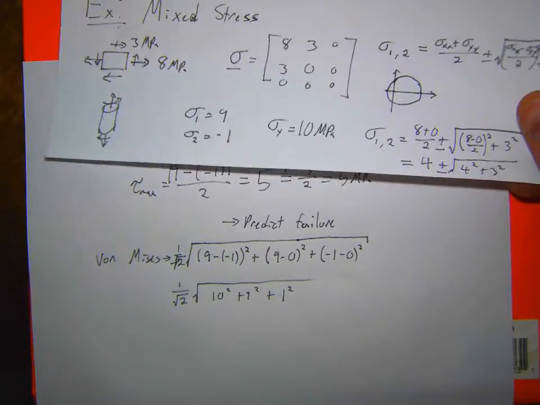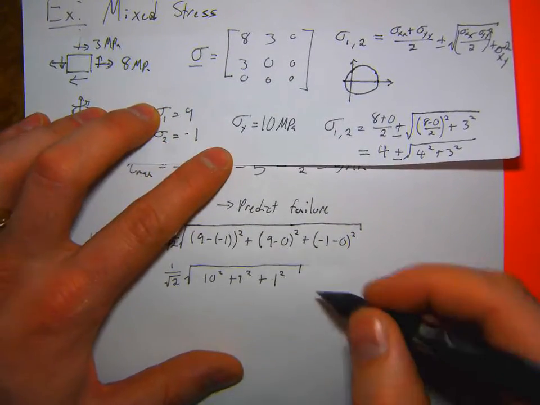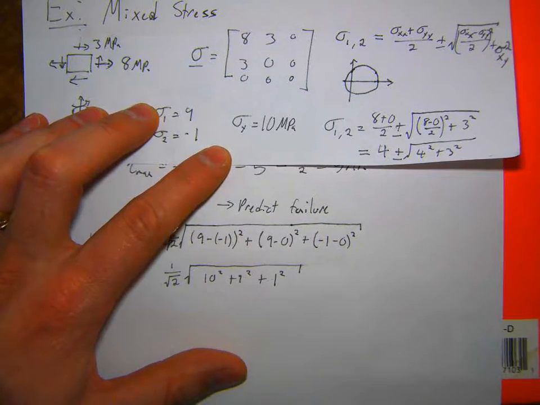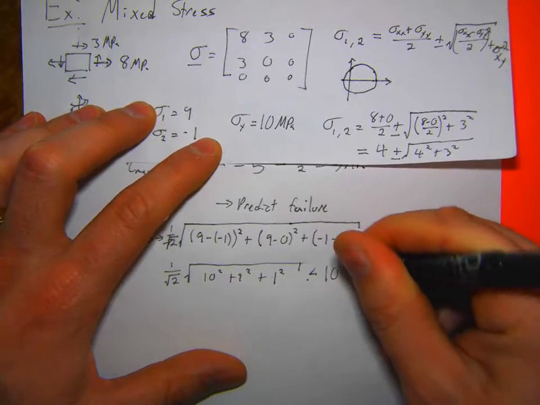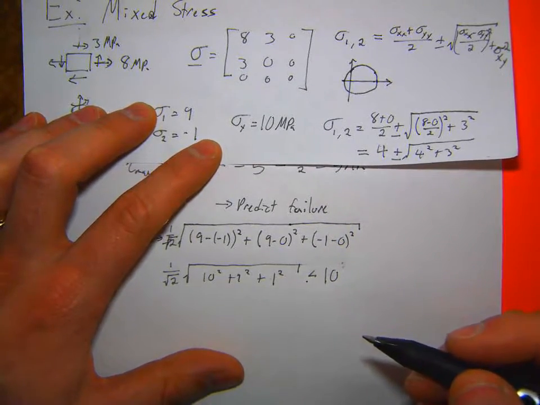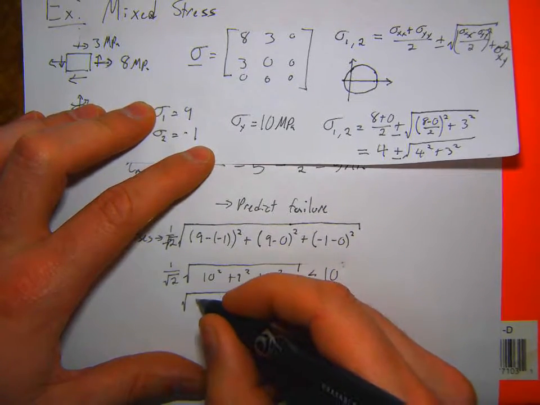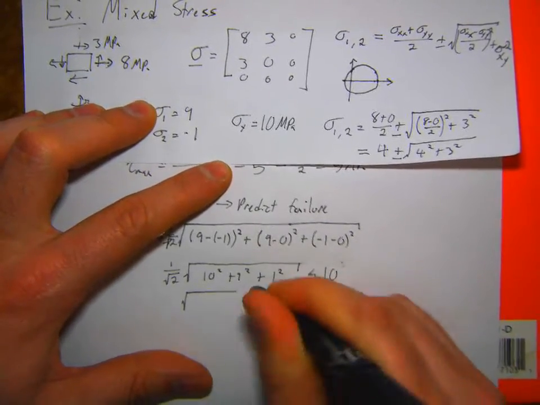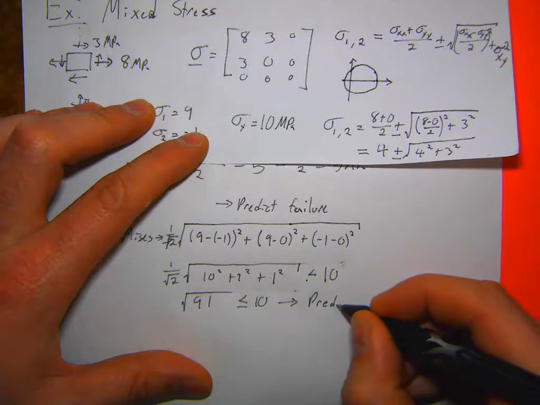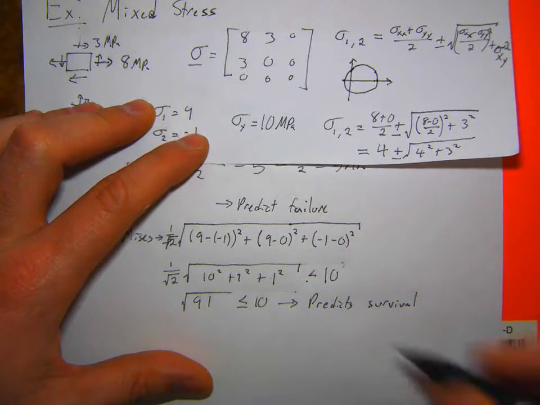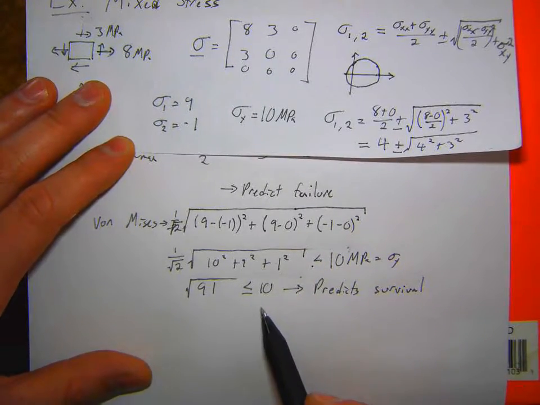Why am I mixing things up here? Yes. Okay. So I'm not going to plug this in because this is the square root of 182, which I can't do off the top of my head, but this is something less than 10. Yes. Because then this is the square root of 182, which turns into the square root of 91, which is less than 10, which means this criteria predicts survival, or this is my 10 MPa, my sigma yield. Because my von Mises stress is less than whatever my yield stress is.